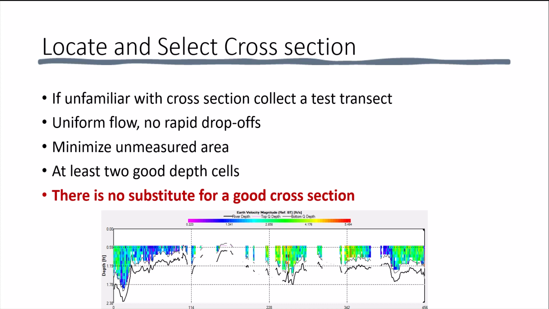An ideal measurement location would have uniform flow conditions with no rapid changes in depth. It would allow for 2 good depth cells on the edges while still allowing for minimal unmeasured area at the edges. If you are unsure about the quality of the cross-section, it is always worth collecting a test or probing transect to evaluate the velocity and depth conditions.